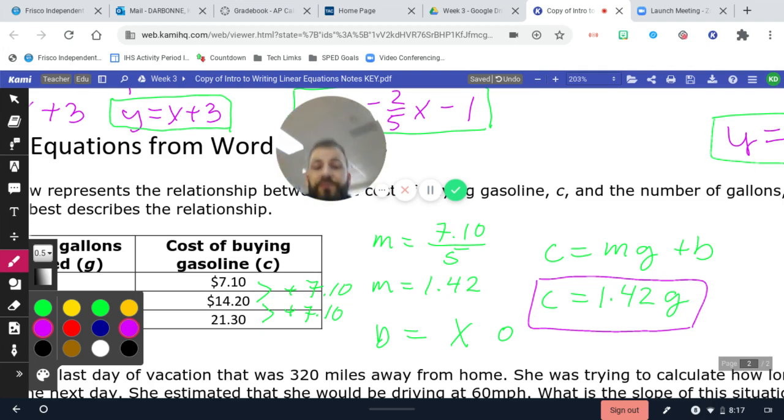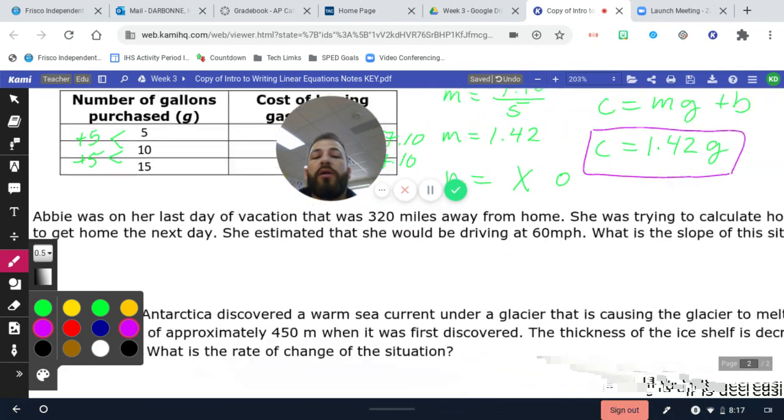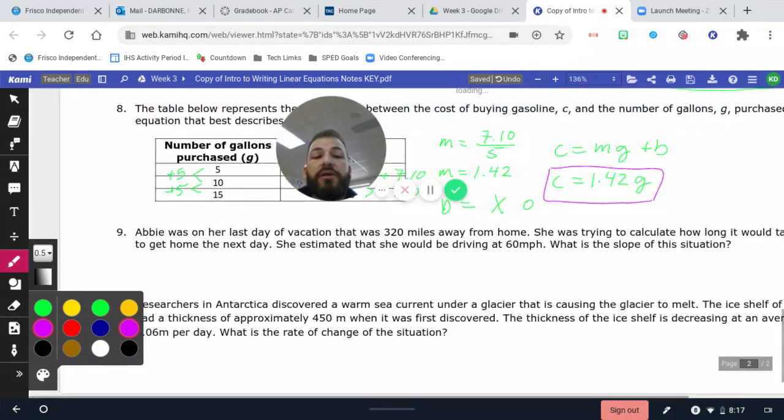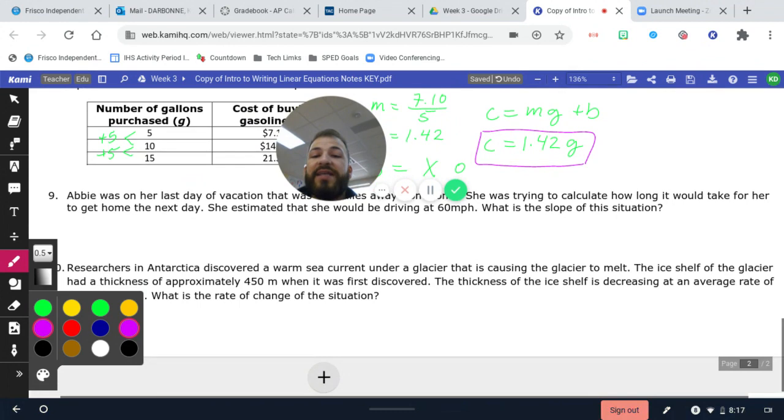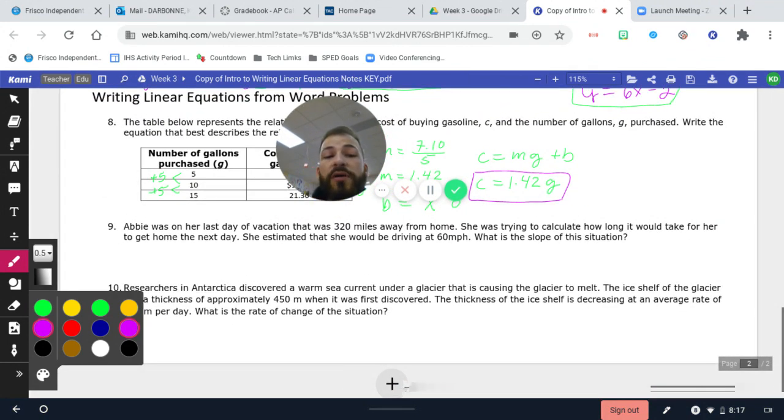Now let's look at some that are a little bit more like our standard linear equations. Abby was on her last day of vacation. She was 320 miles away from home. She was trying to calculate how long it would take for her to get home the next day. She estimated that she would be driving at 60 miles per hour. What is the slope of this situation?